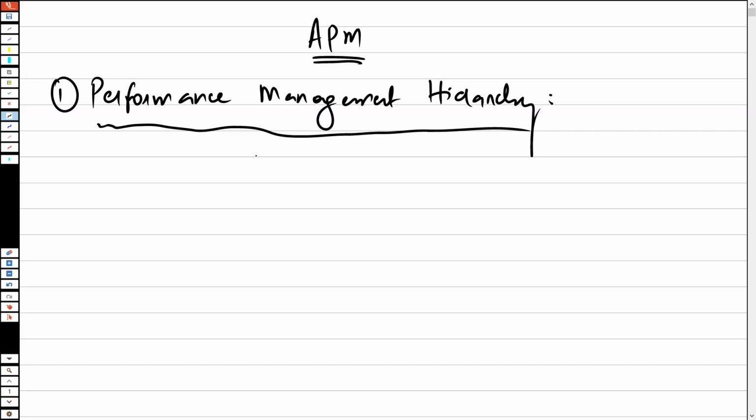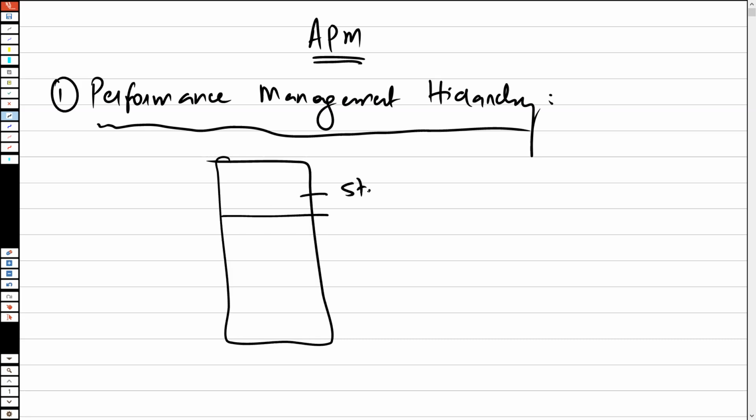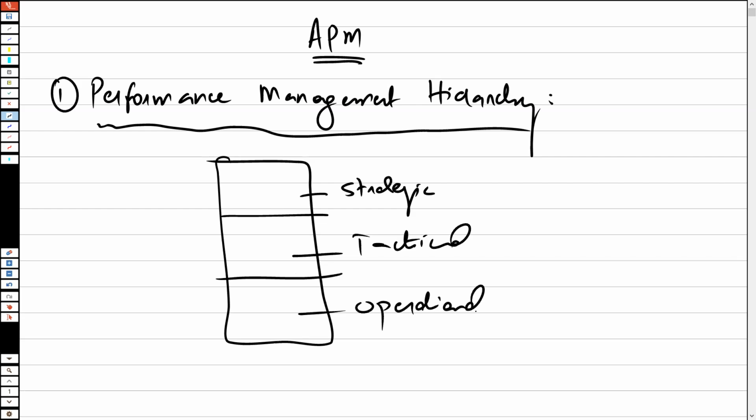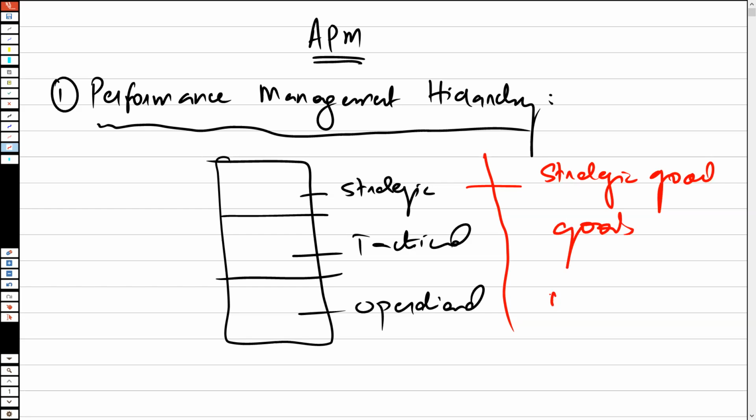The concept of performance management hierarchy is basically that every organization has different levels of management. What are those levels? If you look at any organization, you would have strategic level management, tactical level management, and then operational level management. Similarly, every organization has different types of goals at different levels: strategic goals, tactical goals, and operational objectives and goals.